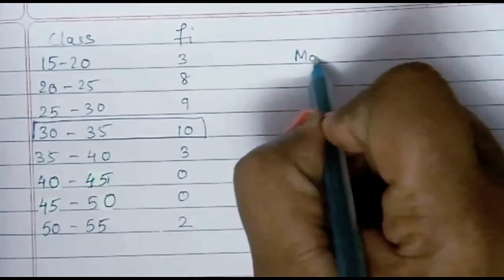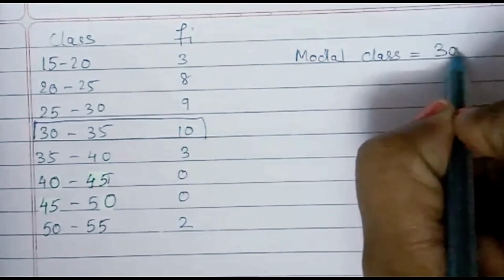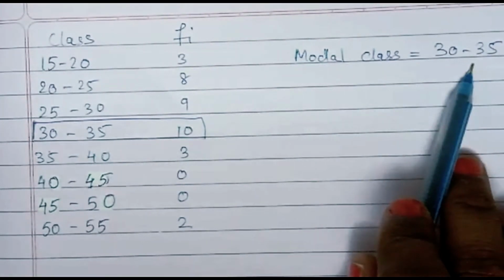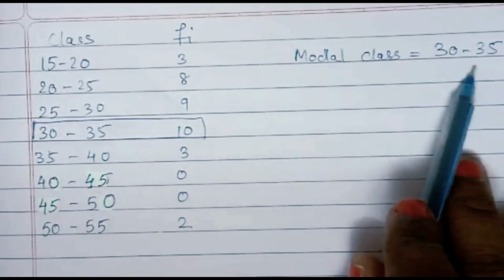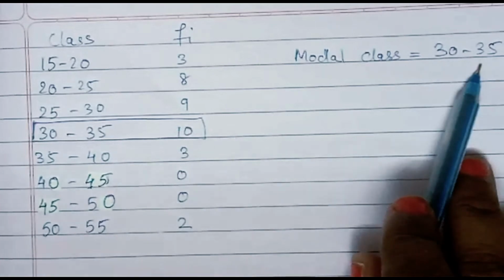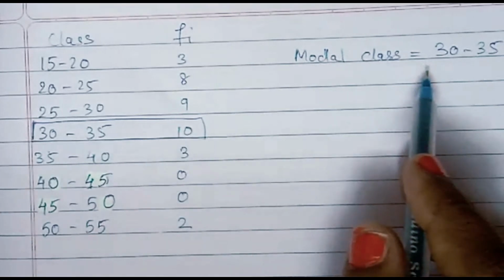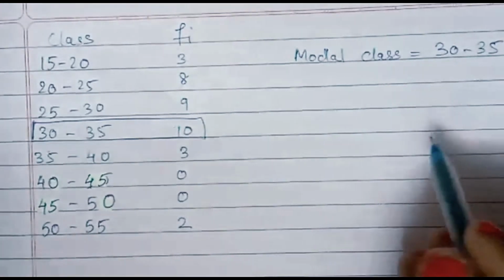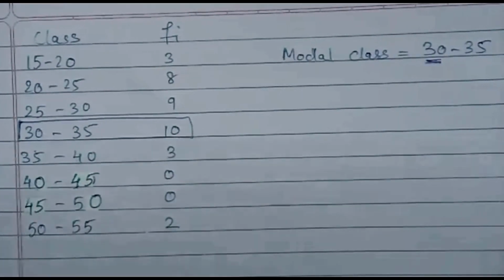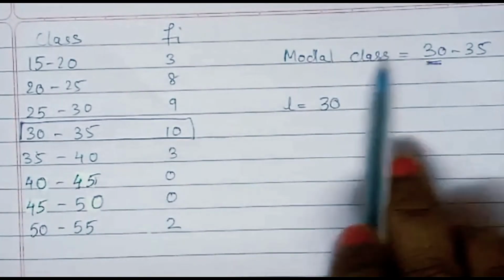I'll write here, our modal class is from 30 to 35. And definitely whatever answer of mode we will get, that mode will be the value inside this modal class only. So we will get the answer between 30 to 35 only. Looking at this modal class, first we will find out the value of L. So here L stands for the lower limit. So for this modal class, L is equal to 30. That is the lower limit of this modal class.